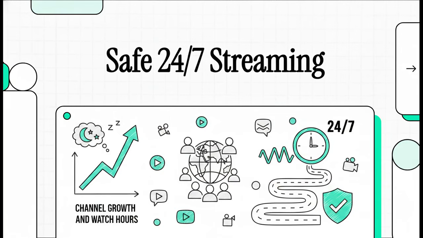We all know the dream, right? A 24/7 live stream just cranking away, racking up thousands of watch hours, and driving massive channel growth while you're literally fast asleep. But if you don't actually understand the strict technical rules of automated copyright scanning, well, that dream can turn into a terminated channel before you've even had your morning coffee.